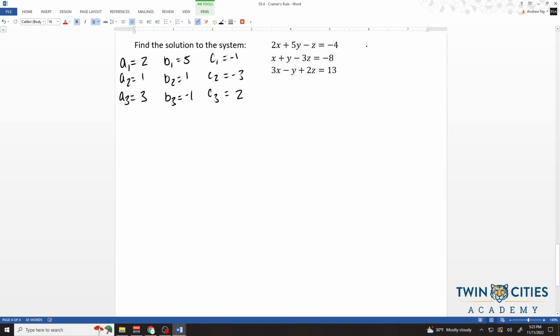And I'm actually going to write D over here because I want it separate. Okay, and you'll see why I'm doing that. D1, D2, D3. This is negative 4, negative 8, and positive 13.